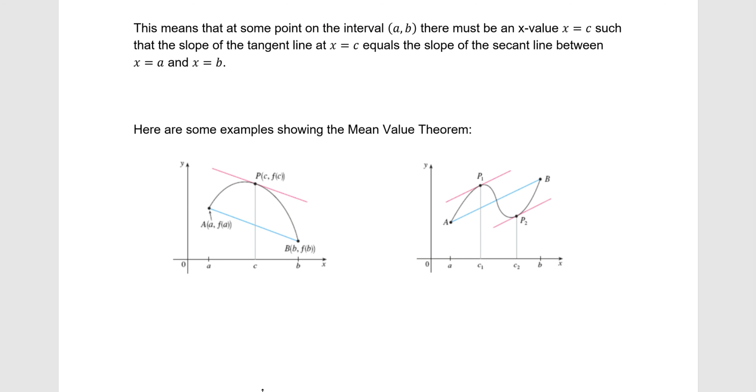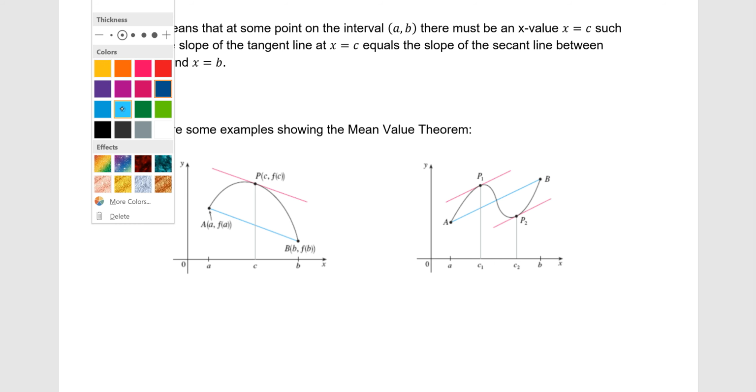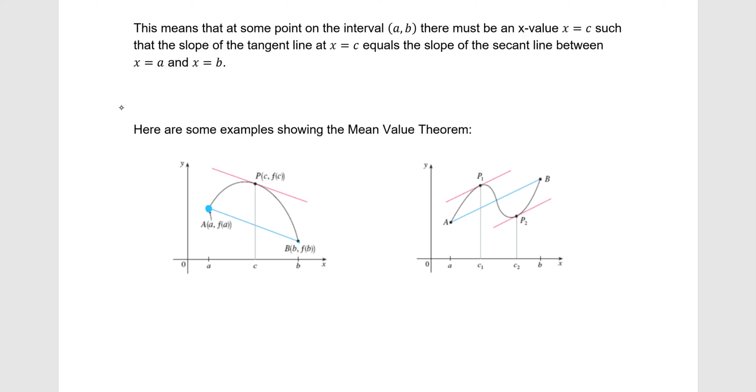As usual, let's see a visual to see what this means. In this first example on the left, the black curve is our function. We have our endpoints a and b. Now see, the y values don't have to be equal for the mean value theorem. The y values are different. Let me change the colors here. We have this secant line between the endpoints, and that secant line has some slope.